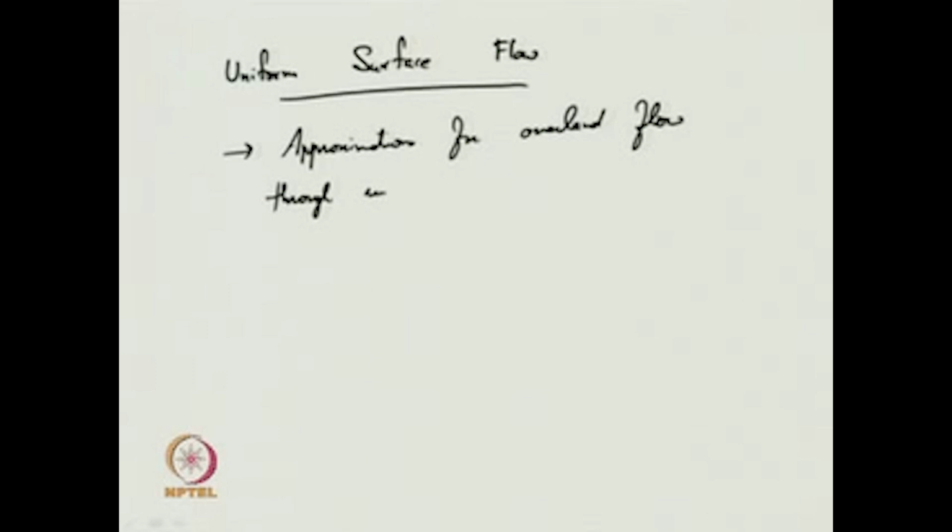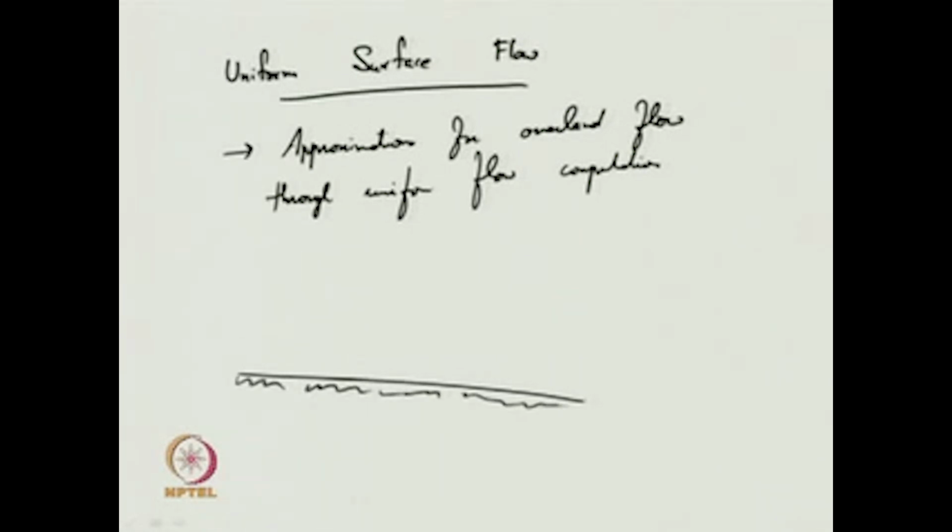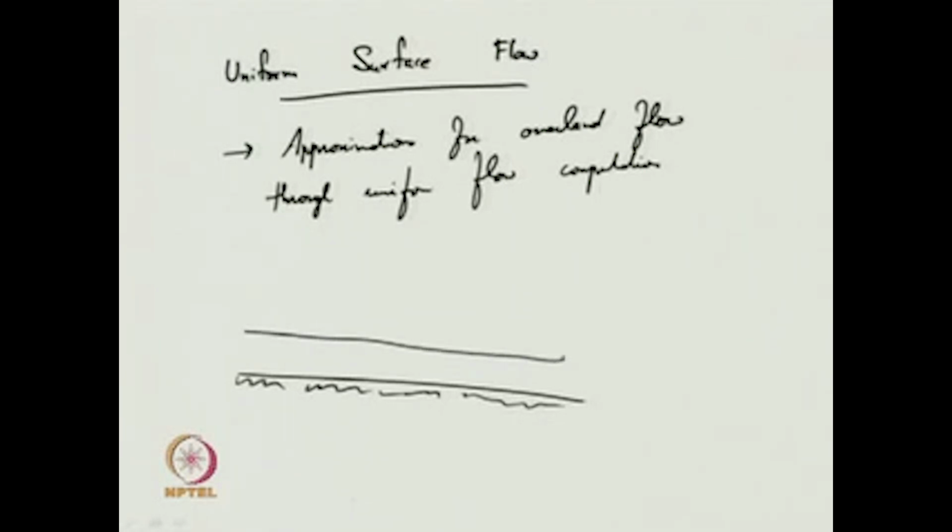Through uniform flow computations, that is also quite possible. Say this is your land surface. Before the water reaches, when the rainfall occurs, after some quantity gets infiltrated and before it reaches the main channel or any channel, it flows along the ground in the form of a thin sheet. So this depth is quite small.